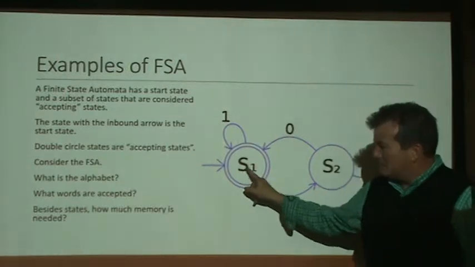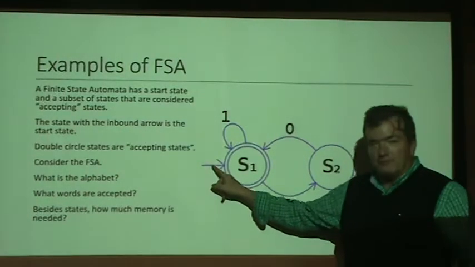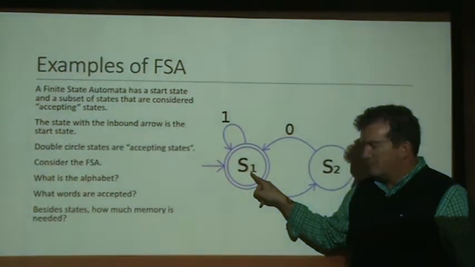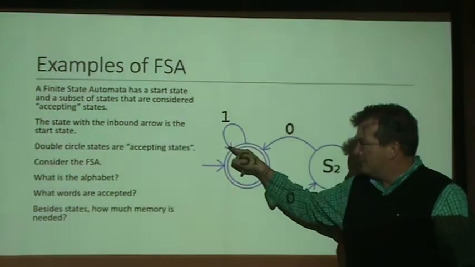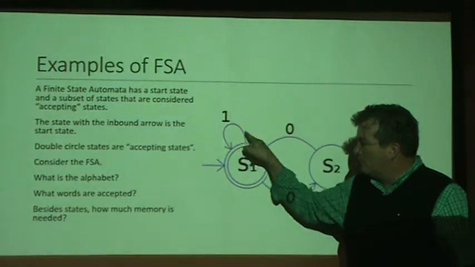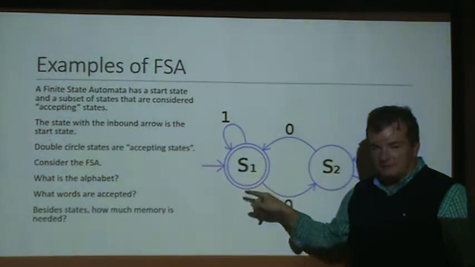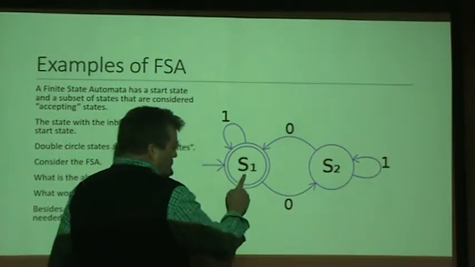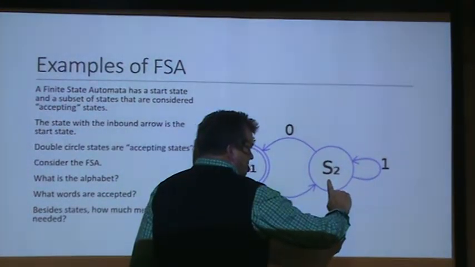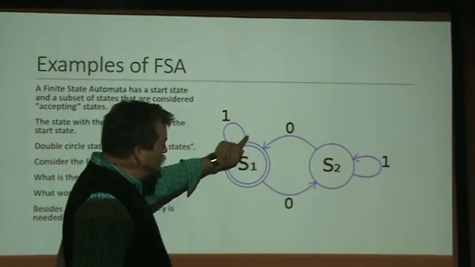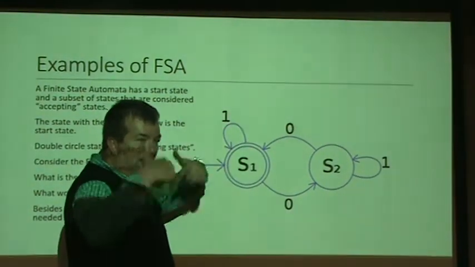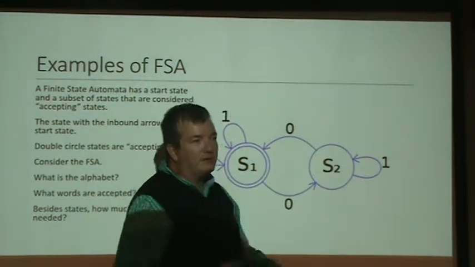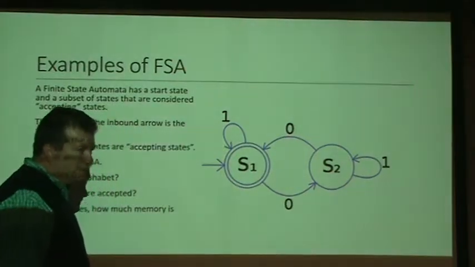So I'm at the start state, state 1. If the first thing I read is a 1, I stay at this state. If I read another one, I stay at this state. If I read 50 ones, I stay at this state. But if I read a 0 on my input, I go to this other state. Now, a double circle traditionally means we're going to answer yes, it's a member of our language. And a single circle means we're going to answer no, it's not a member of our language.